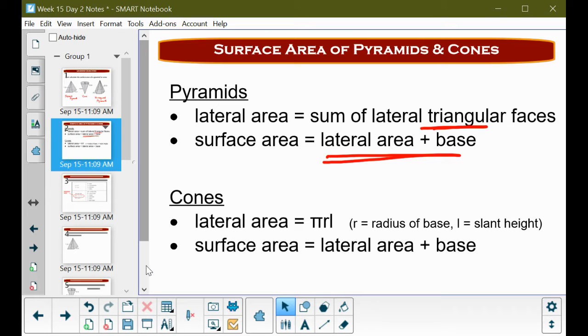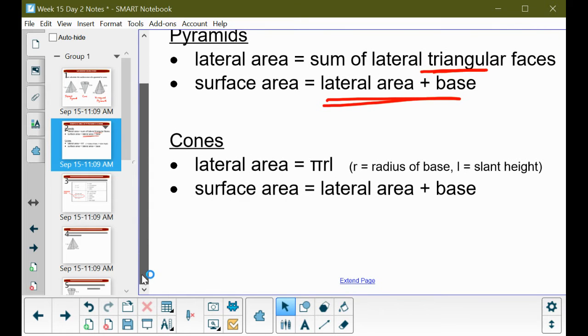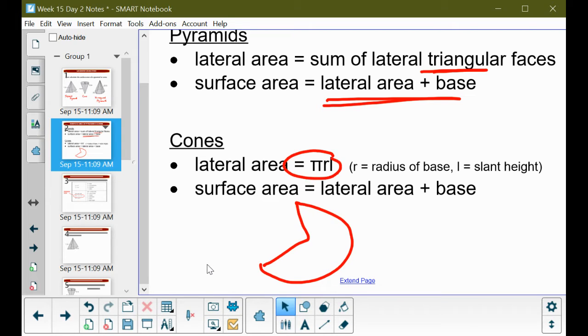Cones, on the other hand, are a little bit different. The shape of a cone, or at least what wraps around the circle, isn't a triangle. It isn't really anything in particular that's a shape that we know. It kind of looks like a circle, and it has a piece cut out of it, kind of like that, and it wraps together to make our cone. So to find the lateral area here, we actually do pi times r times L, where L stands for the slant height. And we're going to write down the formula for surface area of a cone on the next slide.